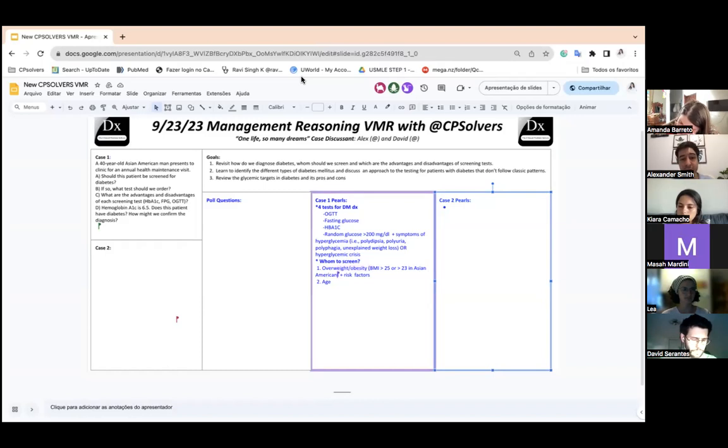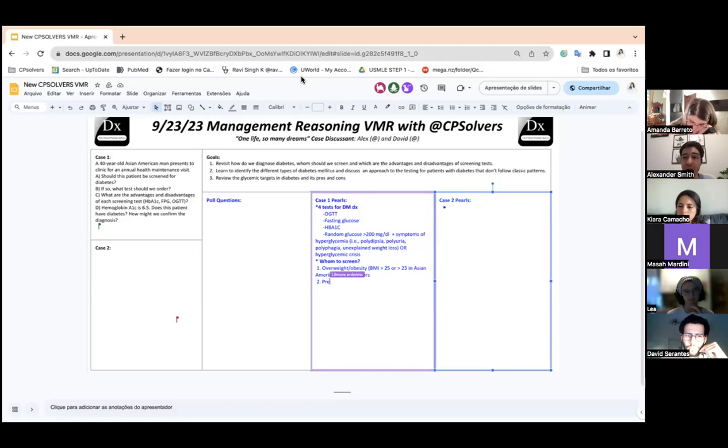So for this patient who's 40 years old and Asian American, we don't exactly know the patient's weight, so it's hard to say for sure whether they would be recommended for screening by the USPSTF. But by the American Diabetes Association, this patient is younger than 45, but because the patient has a risk factor of being Asian American, they probably would recommend that we screen this patient for diabetes.